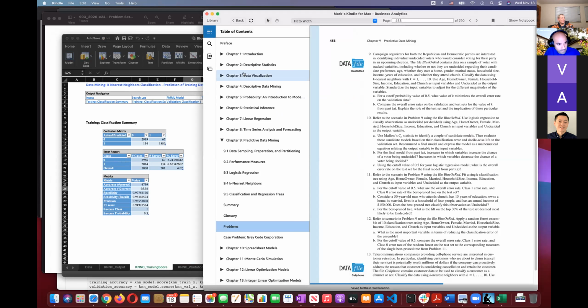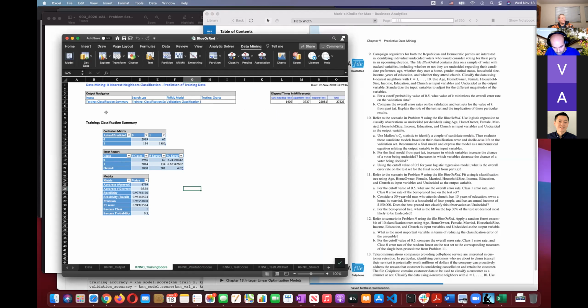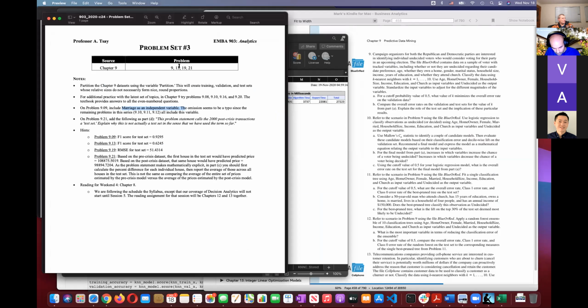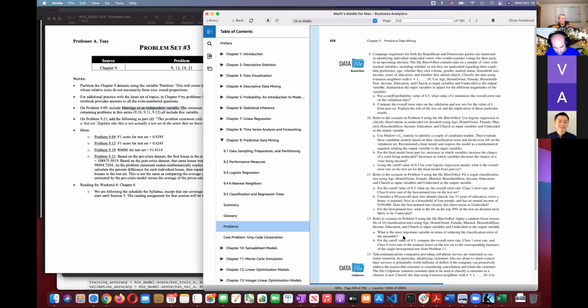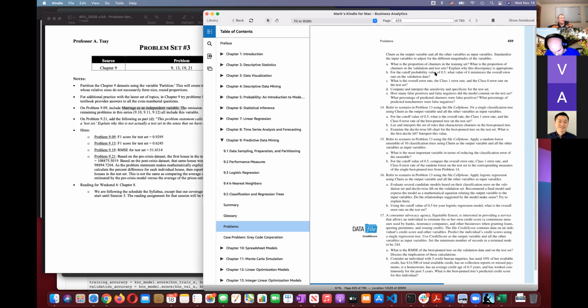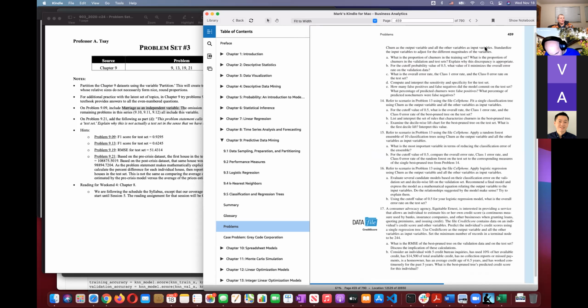All right, that's problem 9. Let's look at problem 13. Telecommunications company does stuff. Classify using 1 to 10. Churn is the output. Everything else is input. Standardized. We ask a question about churners in the training set, about validation and test. We look at a cutoff probability of 0.5. We look at the class 1 and 0 error rate. So this problem here, problem 13, is almost exactly the same as what we just did.